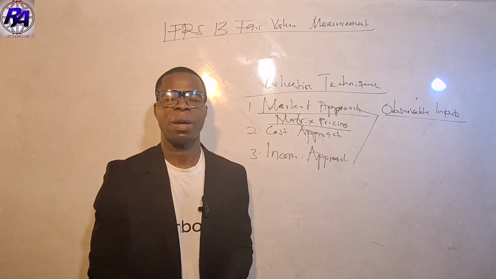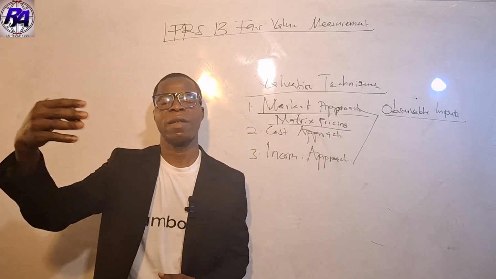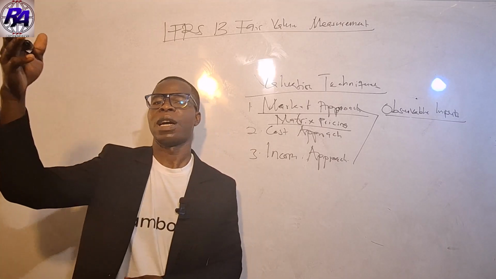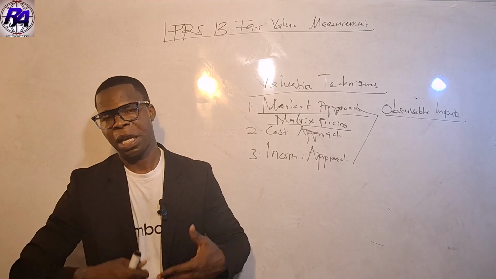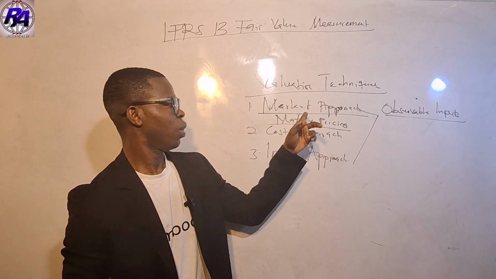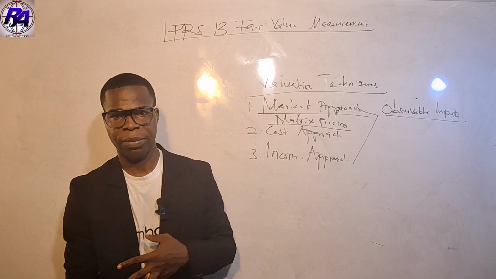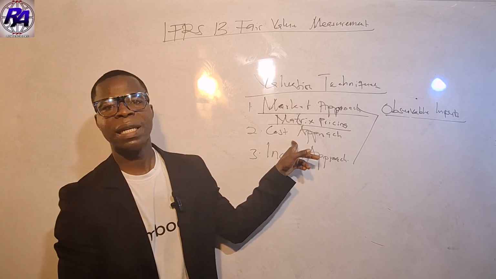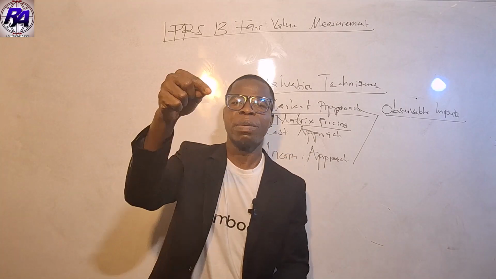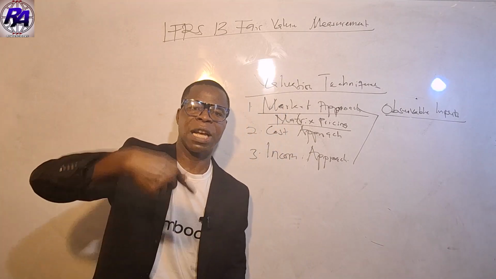the matrix pricing. That has to do with the market approach. When you use prices and other relevant information generated from the transaction of an identical asset or liability, or a group of assets or liabilities, then we are making reference to the market approach.